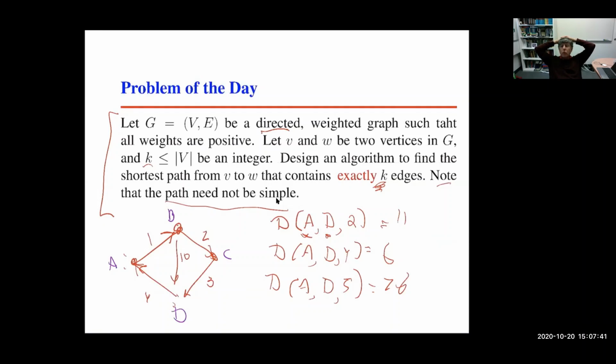If I just want the shortest path, what's the answer? I mean, you could use Dijkstra's algorithm. Okay. Now, what if I want to know if there's a path involving exactly K edges?